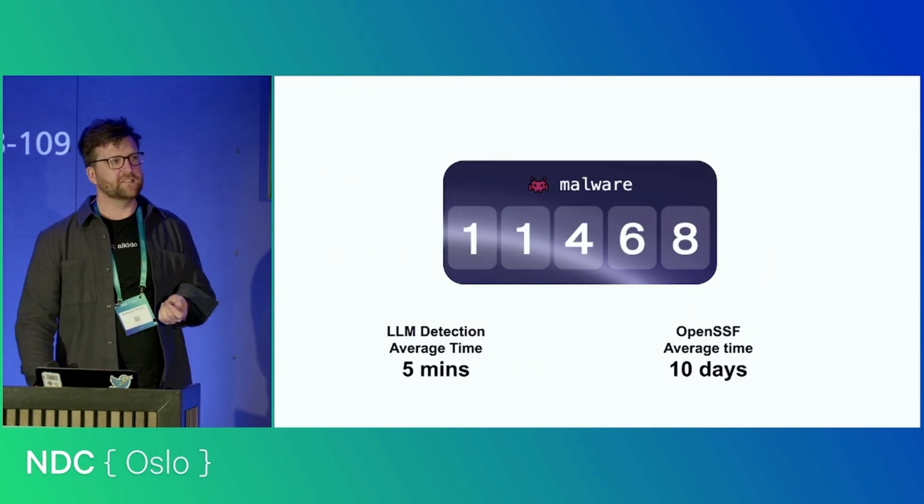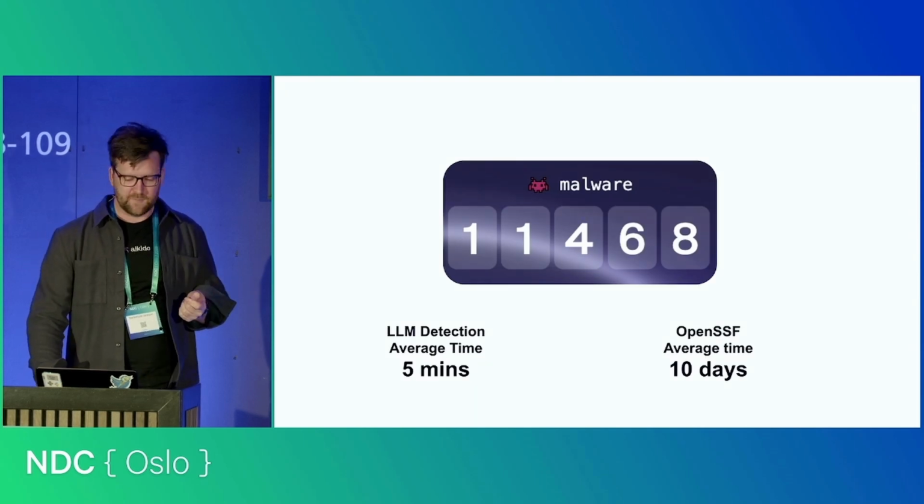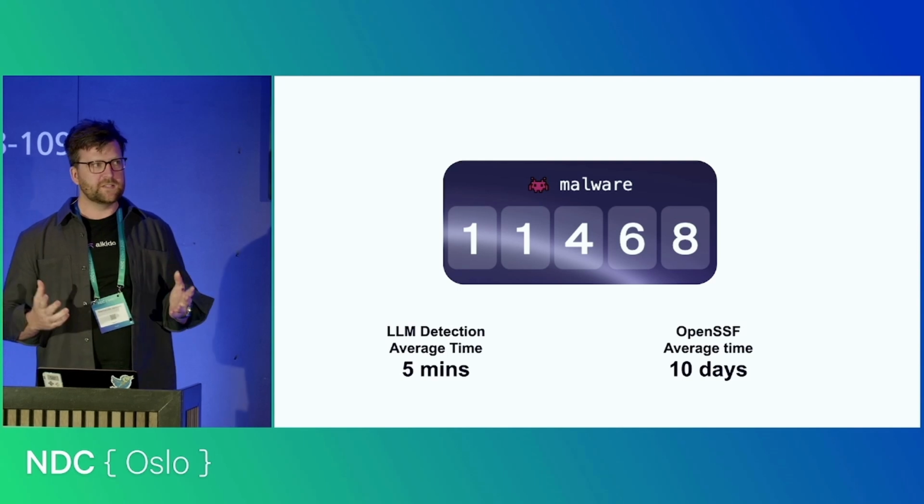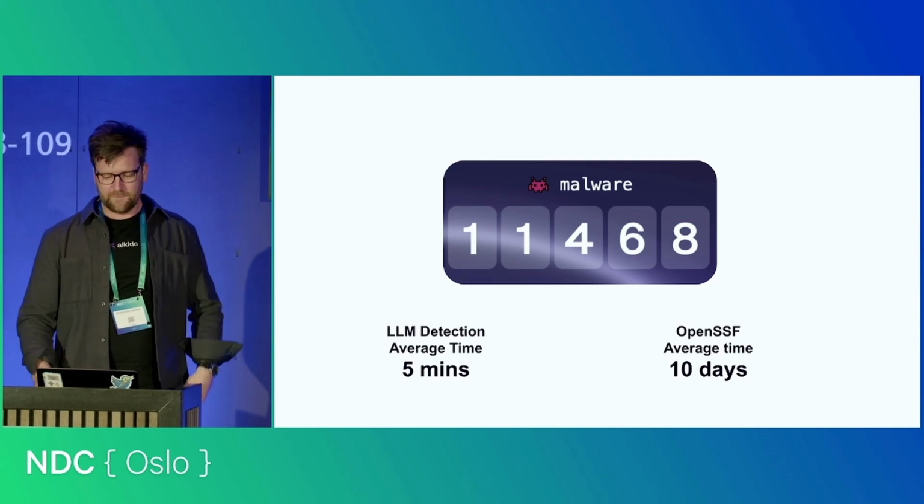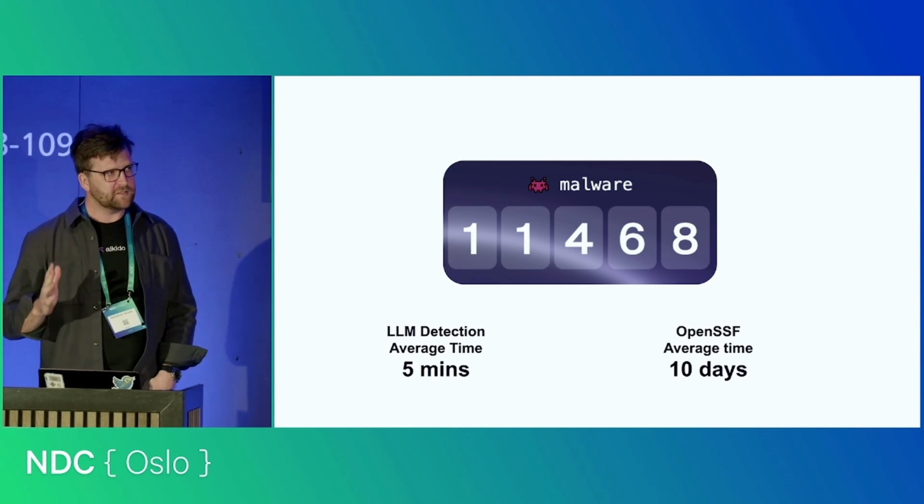We've found 11,000 malicious packages on NPM and PyPI at the moment. It's an absolute cesspool out there. Usually we can detect them in about 5 minutes.